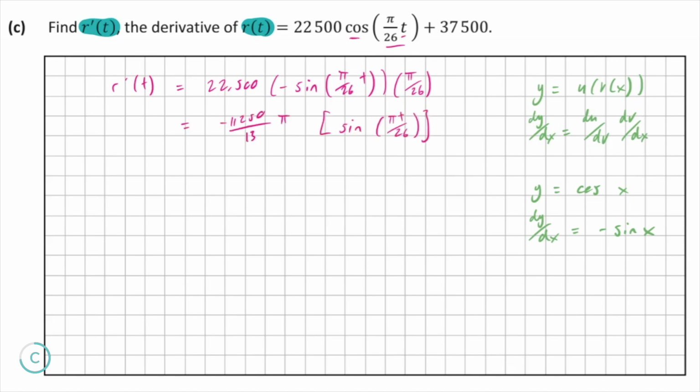And if you wanted to tidy that up a little bit, you can rewrite it as minus 11,250 pi over 13 times the sine of pi t over 26. So for finding the derivative and completing part C, you're going to get 5 marks.